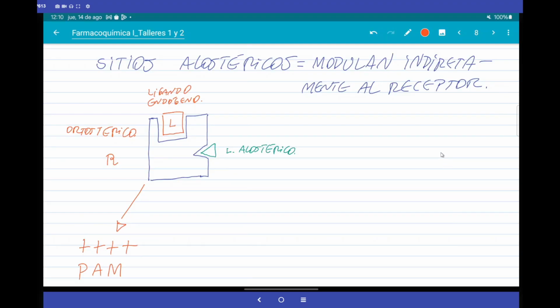Well, what happens is the following. And if we have time later, I can explain it when we see some concrete examples, such as the case of the allosteric modulators of the calcium channel. When the allosteric ligand arrives, it induces a conformational change in this cavity, making it have more affinity for the endogenous ligand. That is, the cavity tightens more and grabs the endogenous ligand better. That is what happens in the positive allosteric modulator, but the opposite can also happen.